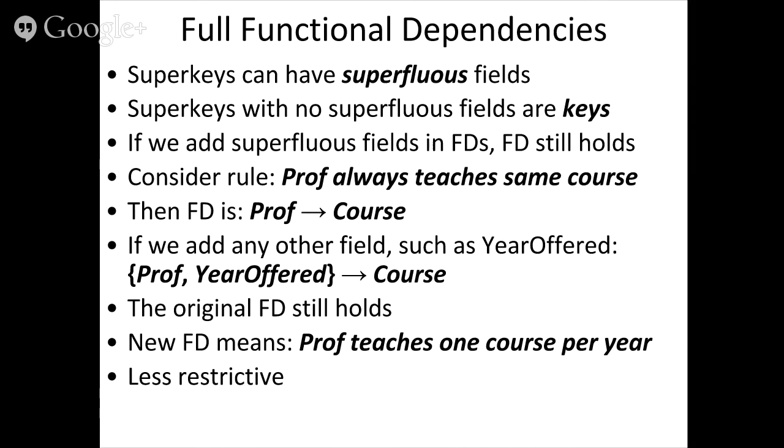Now, originally professor and year offered was not a key. But if it were, we would say that this dependency is what we call a full functional dependency. The combination on the left-hand side is unique, and because it's unique, it will not allow us to introduce redundancy for the same combination. It won't allow us to have the same combination of professor and year offered, like for instance when we had year offered and professor earlier.